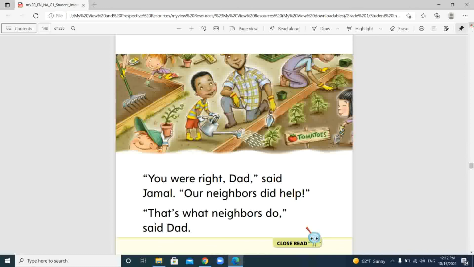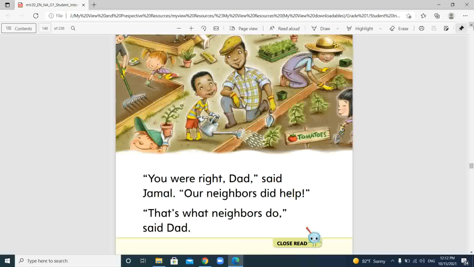If I ask you, how do you know that this story is a realistic fiction? Because this story is made up, okay? It has characters, it has settings. But although it's not real, the events in the story can happen in real life. These activities or these things can happen with real neighbors. You can do it with your neighbors. Real people can do it in real life. Okay? I hope you understood.